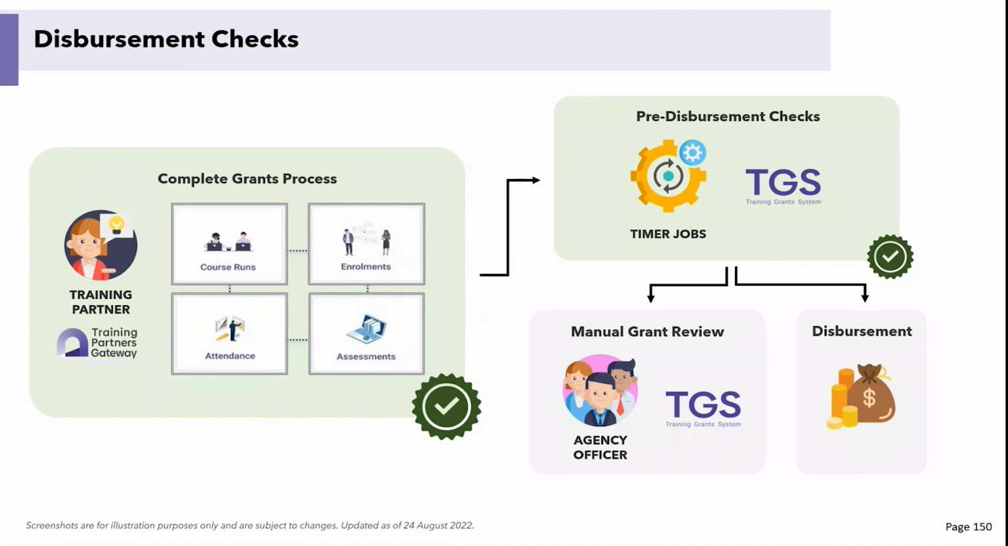A task will be created under the officer's workspace, and the officer will need to pick up the grant and review all the details uploaded by the training provider, as well as other information relating to the trainee or the training provider, to determine whether the grant should still be released for disbursement, or whether it has to be cancelled because of fraud issues or something like that.